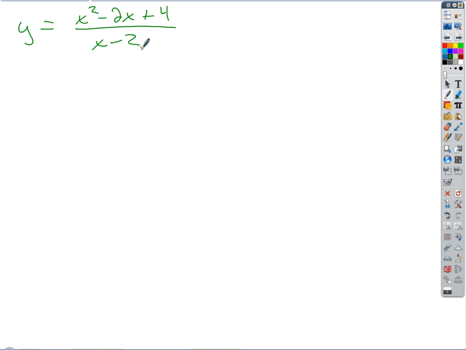Let's go ahead and find all the relative extrema, the points of inflection, all that good stuff. Make our table. Okay, so what is y prime here?